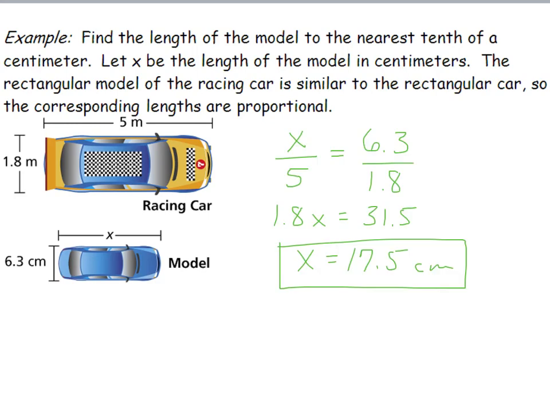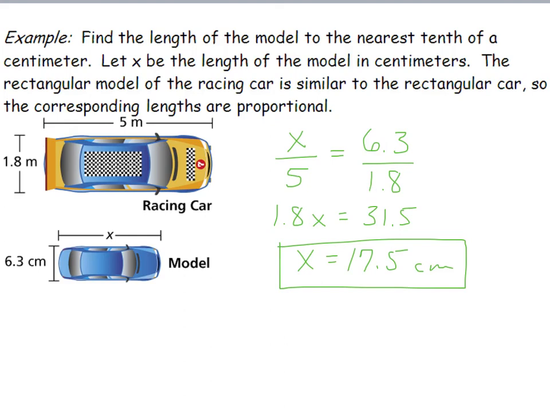So let's go ahead and take a look at how I set up my problem. If I started off with the length of the model car x, I wanted to compare that to the length of the racing car. And the length of the racing car was 5 meters, so that's why I put x over 5. Now, since I started off with a length from our model car, I'm going to go back to our model car and talk about its width. The width of the model car is 6.3, and we're going to compare that to the width of our actual racing car, which is 1.8.